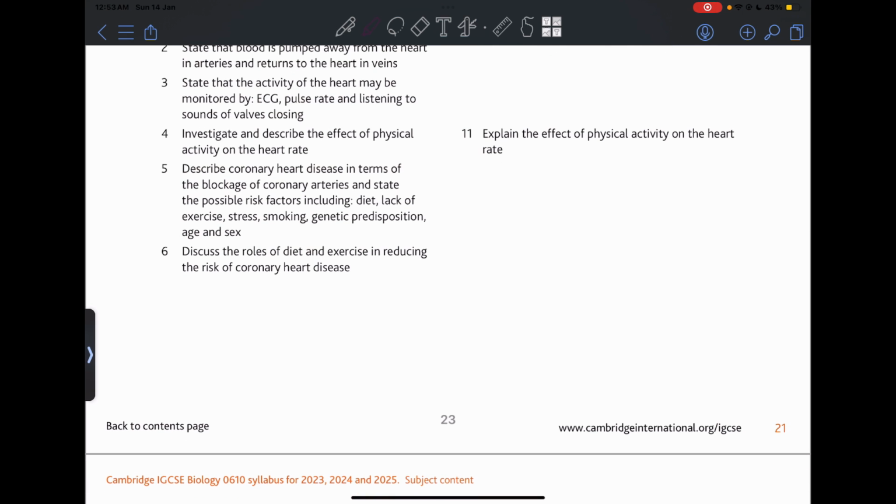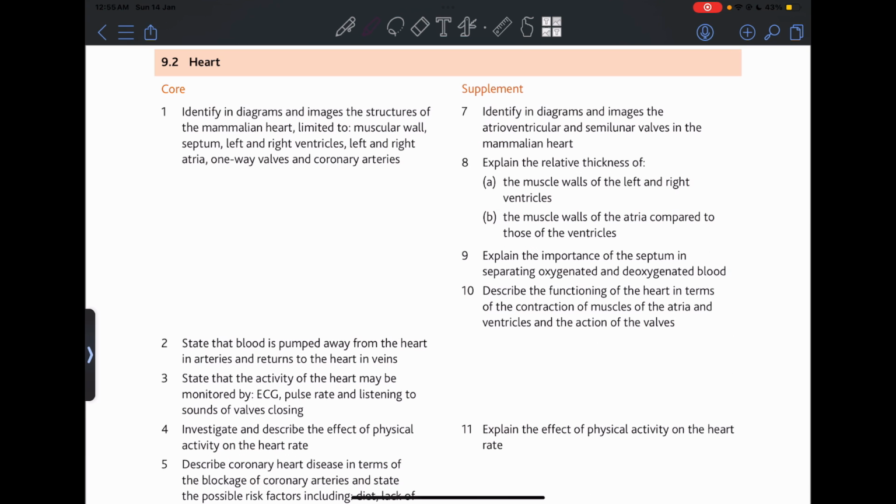Discuss the roles of diet and exercise in reducing the risk of coronary heart disease. So diet and exercise, of course, will help. You have to explain how that actually reduces the risk of coronary heart disease, which occurs when the arteries that supply the blood to the heart are blocked. So this is coronary heart disease. Now for extended students, they have to be able to identify in diagrams and images the atrioventricular and semilunar valves in the mammalian heart. So you have to know where they are located, and you have to be able to label the images.